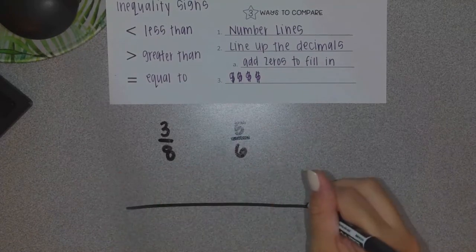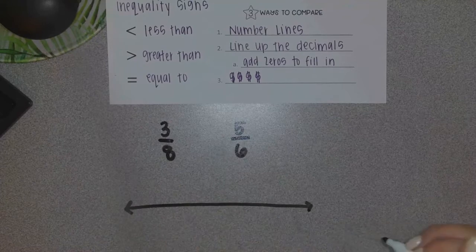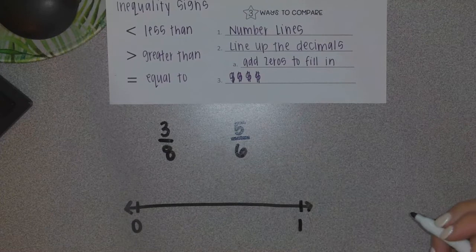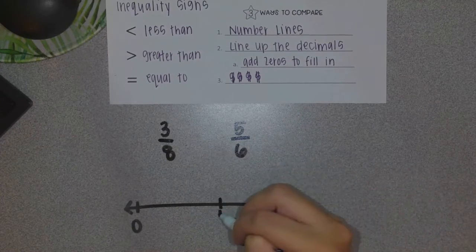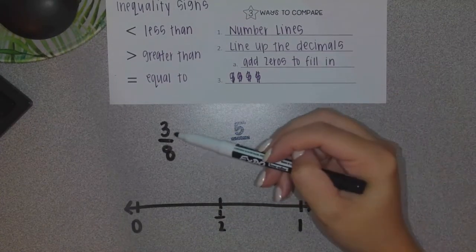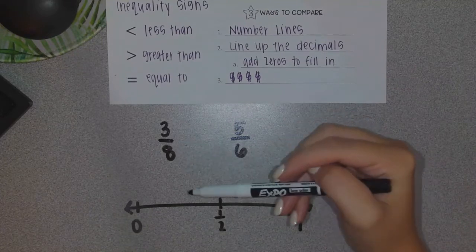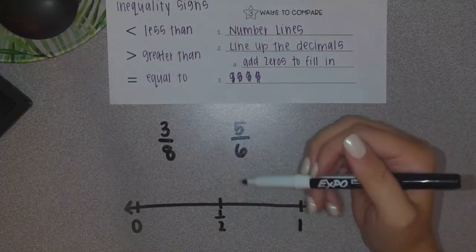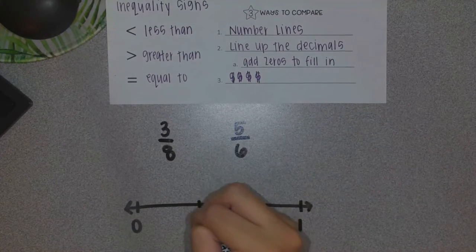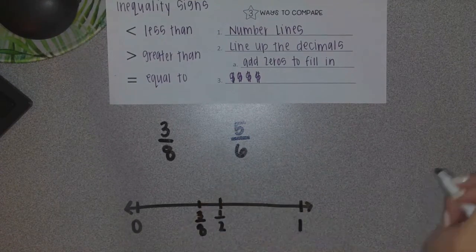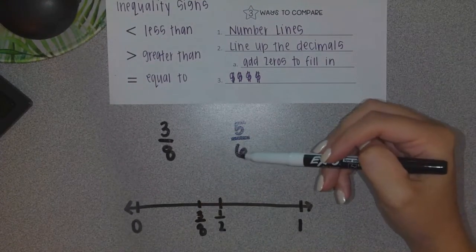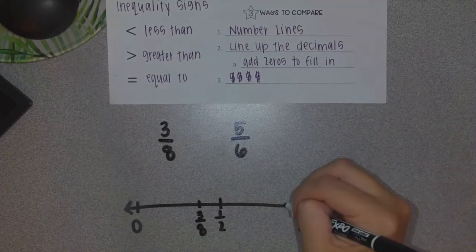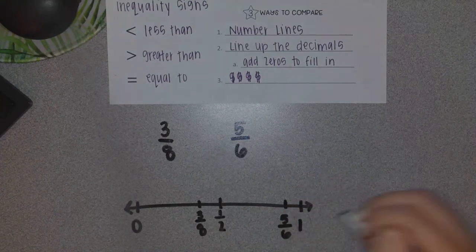If I draw a number line, since neither of them has a whole number, I know they have to be somewhere between 0 and 1. I'm going to put 1/2 here in the middle. With that 3/8, I know that half of 8 would be 4. And since 3 is less than 4, it has to be a little less than 1/2. So I'm just going to make a best guess and put 3/8 right there. But 5/6 is almost 1 whole because 5 is only 1 less than 6. So 5/6 has to go all the way over here.